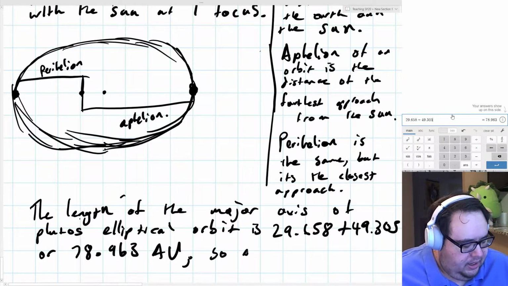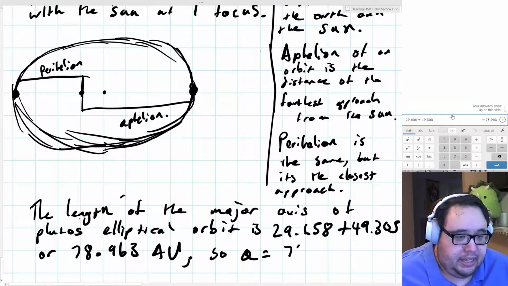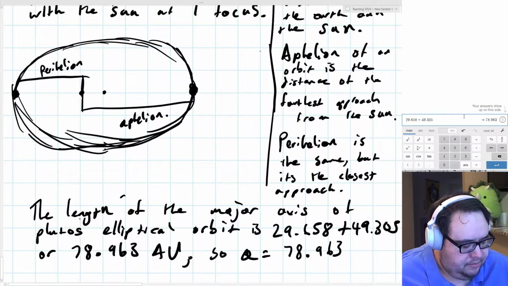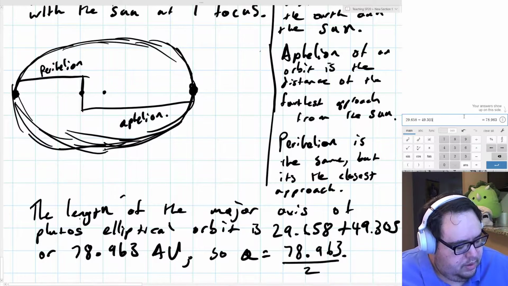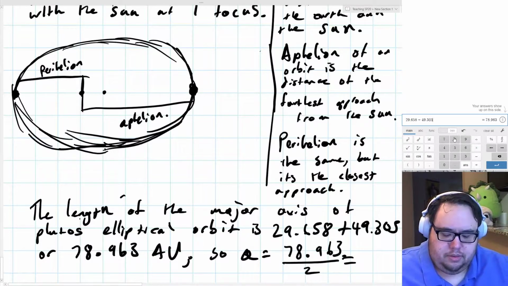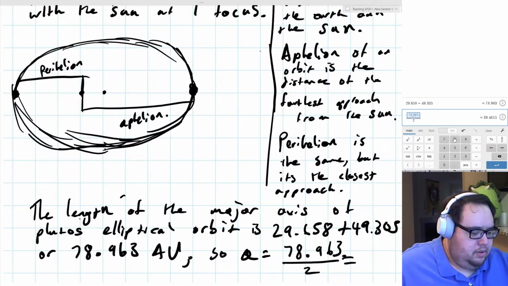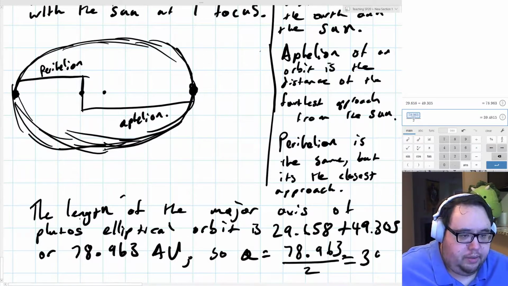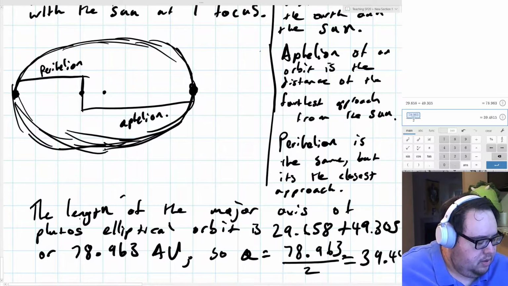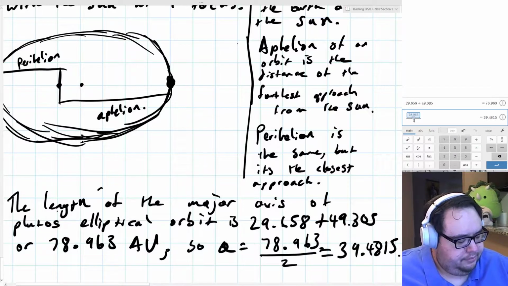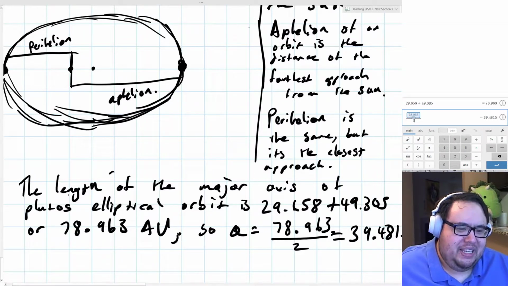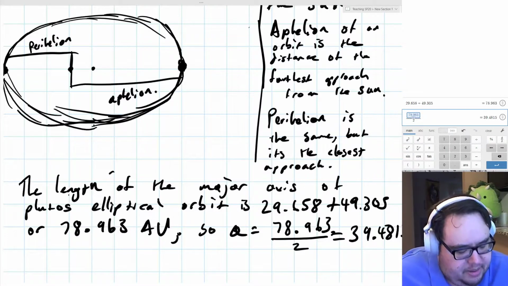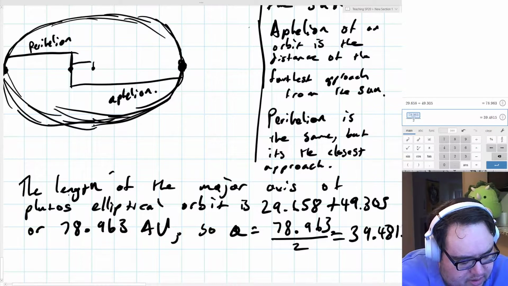So A is equal to 78.963 over 2, which is 39.4815. And we don't know what B is, but we can also use this to determine what C is, because C is this distance here.